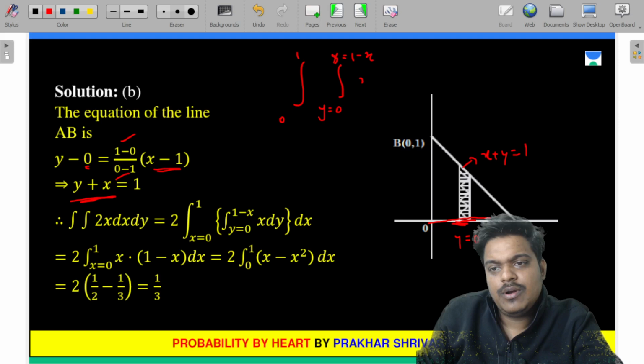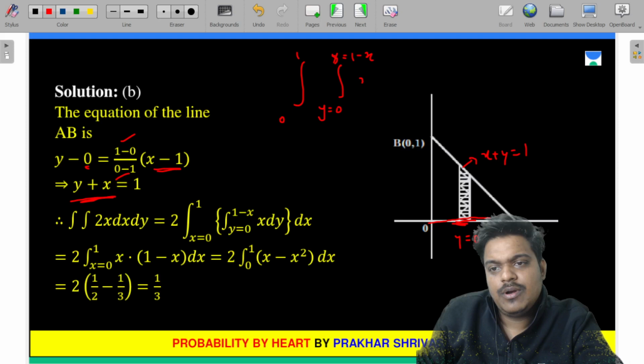Y is varying from y is equal to 0 to y is equal to 1 minus x, integrating x dy. So x is treated as a constant, and dy integrates to y, and now you apply the limit 1 minus x minus 0. So this becomes 1 minus x. Now x is taken inside, 1 minus x dx, integrating x is equal to 0 to x is equal to 1.